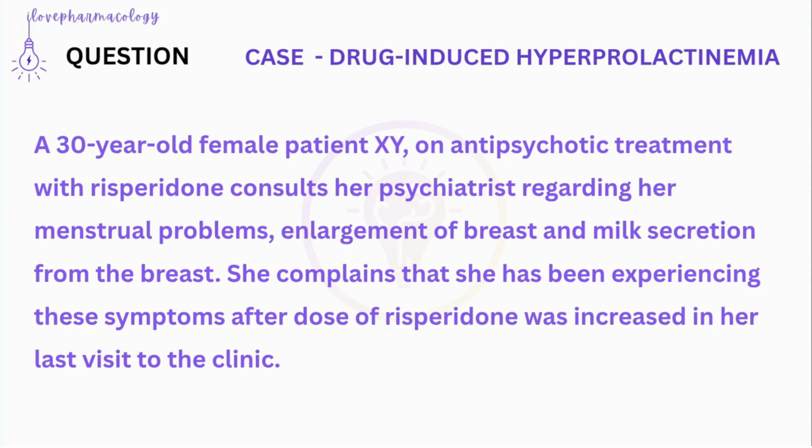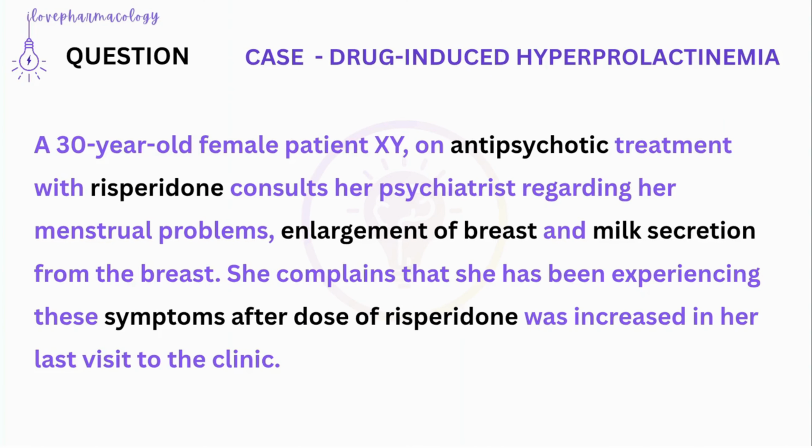So coming to the case, a 30-year-old female patient on antipsychotic treatment with risperidone consults her psychiatrist regarding her menstrual problems, enlargement of the breast and milk secretion from the breast. She complains that she has been experiencing these symptoms after the dose of risperidone was increased in her last visit to the clinic. So which are the key points which we need to identify from this case?